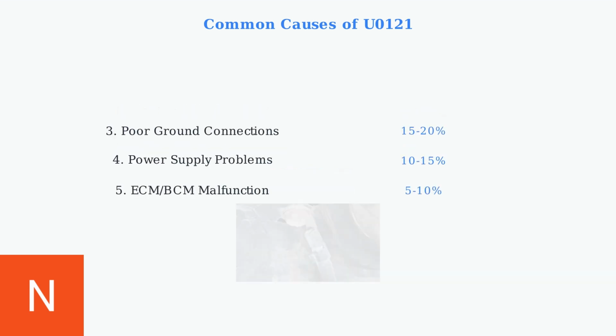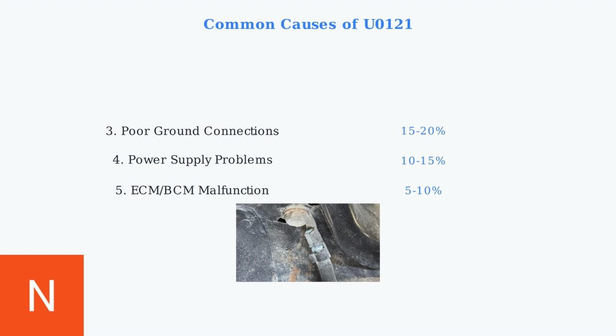Poor ground connections account for 15 to 20% of U0121 codes. Power supply problems represent 10 to 15%, while ECM or BCM malfunctions cause 5 to 10% of cases.